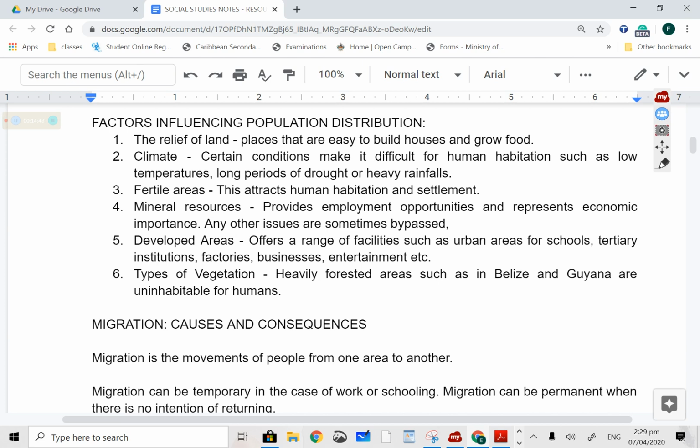But moving back to factors, so you understand relief of land, right? You wouldn't want to settle on the top of a mountain where you have rocks and no way to provide for food, okay?